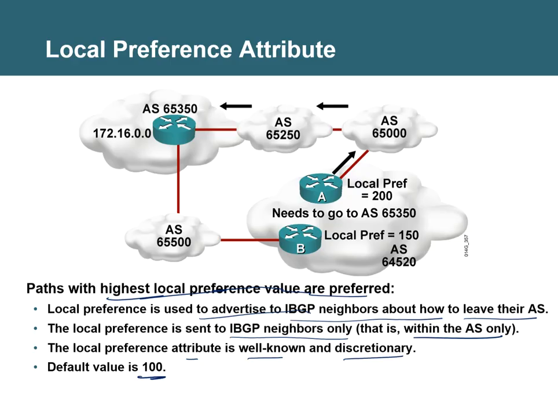See, this local preference will not be advertised to eBGP. It won't be there in the update sent to eBGP. eBGP routers will not reject it. It will say, okay, fine, no problem. We don't need a local preference from another autonomous system. It's well-known discretionary. Simple.